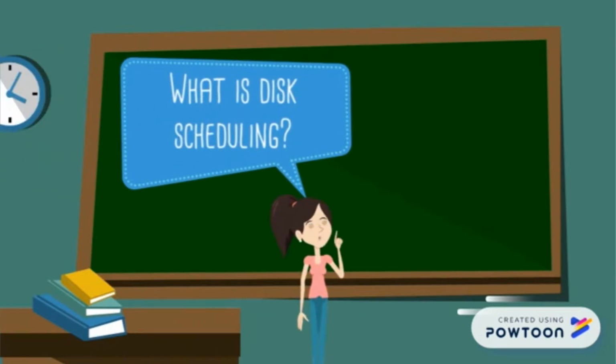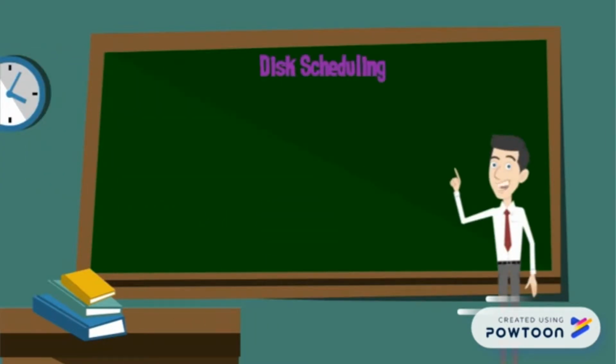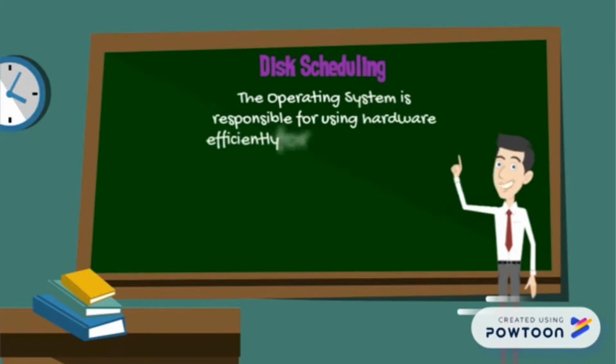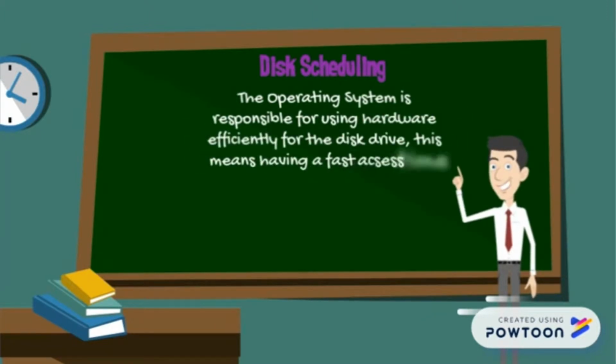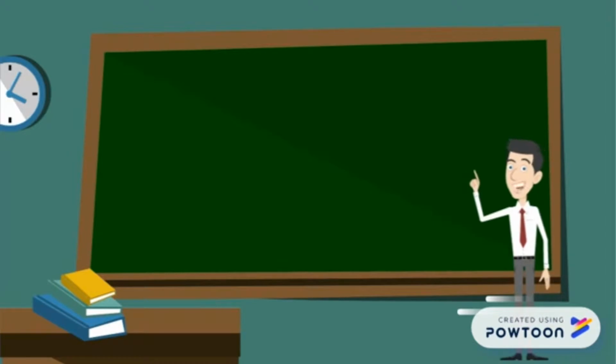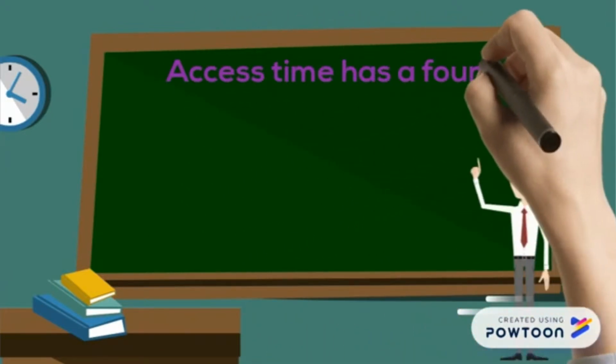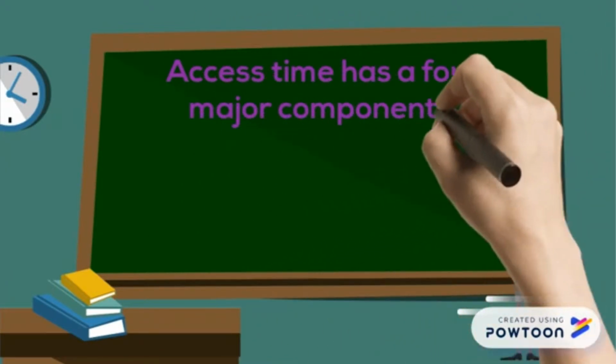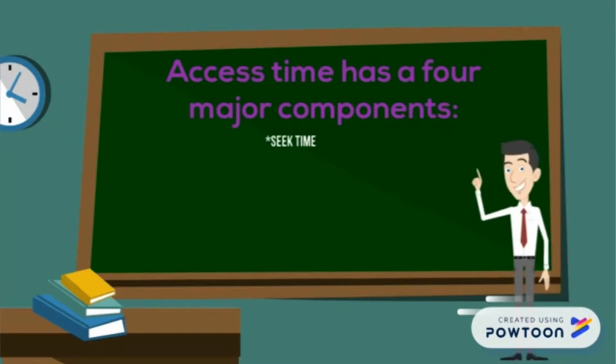What is disk scheduling? The operating system is responsible for using hardware efficiently for the disk drive. This means having a fast access time and bandwidth. Access time has four major components: seek time, rotational delay or latency time, head activation time, and transfer time.